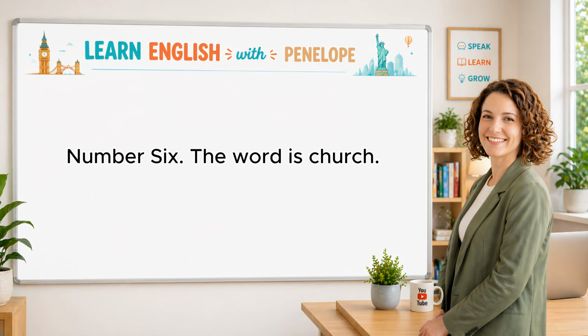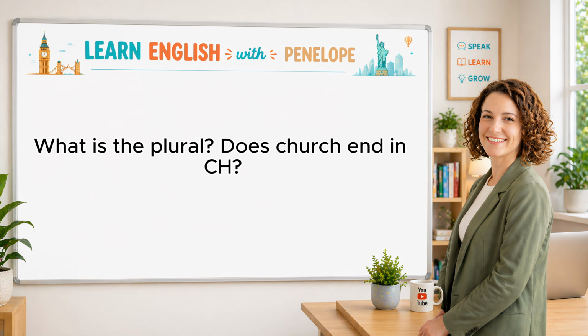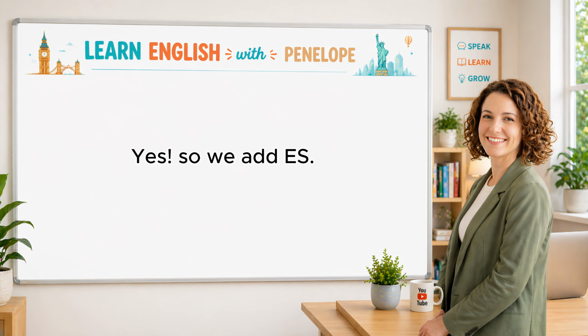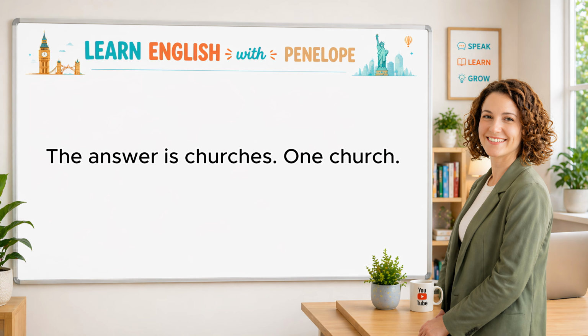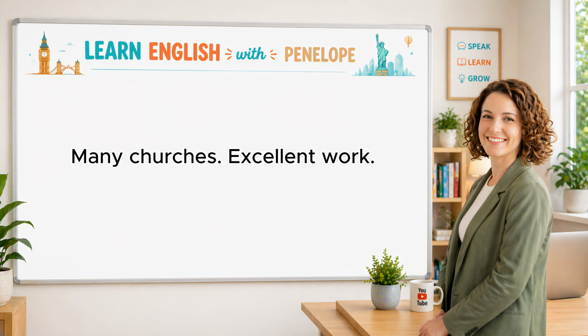Perfect. Number 6, the word is church. What is the plural? Does church end in ch? Yes. So we add es. The answer is churches. 1 church, many churches. Excellent work.